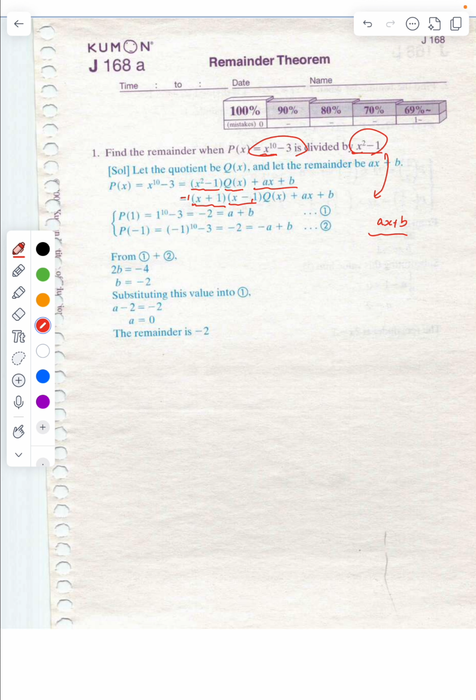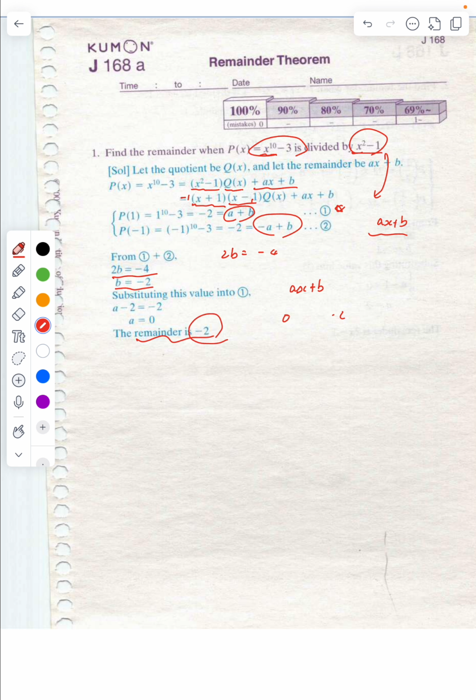Corresponding to different answers, you have a plus b and you have -a plus b. So if you add them together, you have 2b, which in this case is going to be equal to -4, just like that. And you get b is equal to -2. And you substitute b back into equation number 1, and you'll be able to get a is 0. So with that being said, if you have ax plus b, you already have a, which is 0, and you have the b, which is -2. The remainder is just -2.